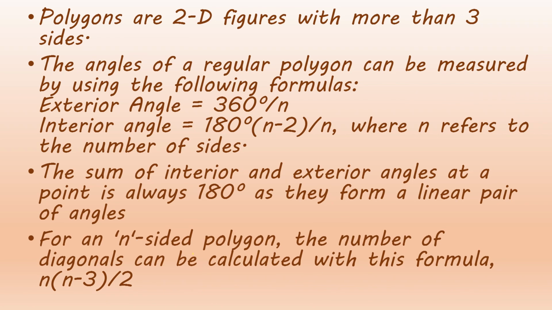Next, if you have an n-sided polygon, the number of diagonals can be calculated. We want to know how many diagonals there will be. You can calculate with the formula n times (n minus 3) divided by 2. Again, n represents the number of sides.